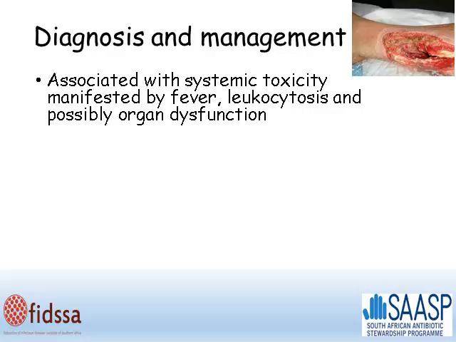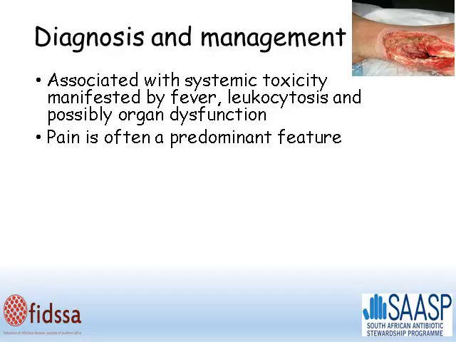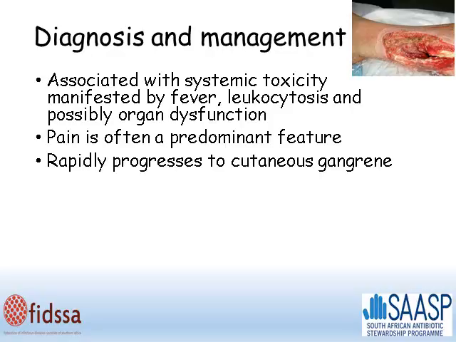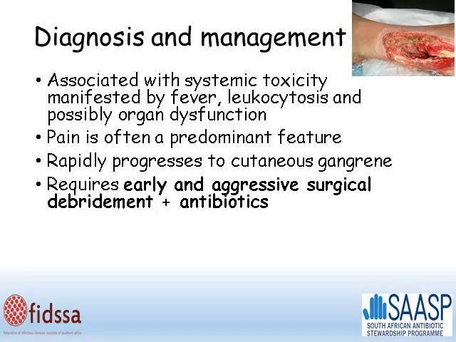In terms of diagnosis, there is usually associated systemic toxicity manifested by fever, leukocytosis, raised inflammatory markers, and there may be organ dysfunction. However, a predominant feature in necrotizing fasciitis is pain, and a key marker is that the pain is out of keeping with the clinical features of infection. Necrotizing fasciitis can progress rapidly to cutaneous gangrene, and the treatment is early and aggressive surgical debridement plus antibiotics.